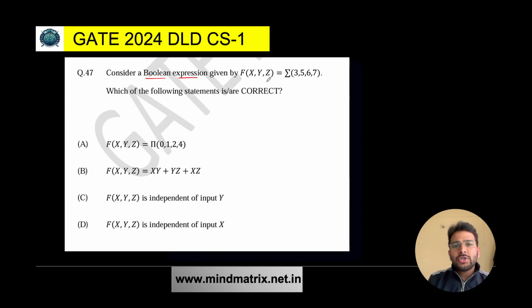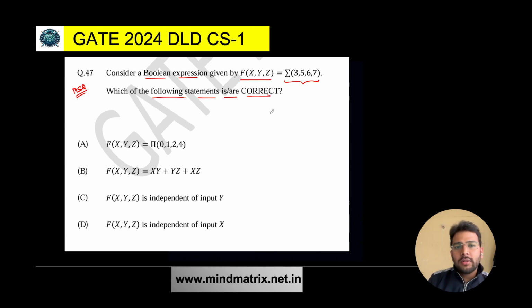Consider a boolean expression given by this function of 3 variables x, y, and z, and we have the set of minterms here 3, 5, 6, 7. Which of the following statements is or are correct? Again, it is an MSQ question. So one or more than one may be correct.